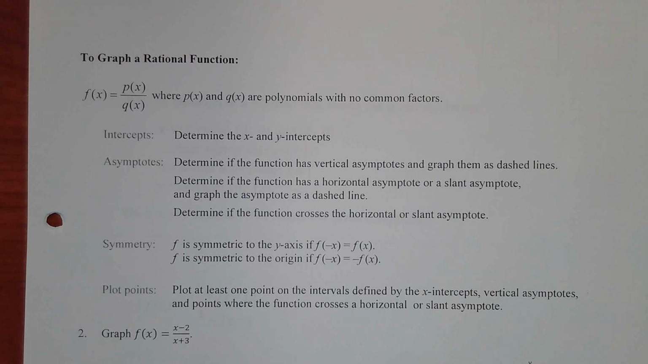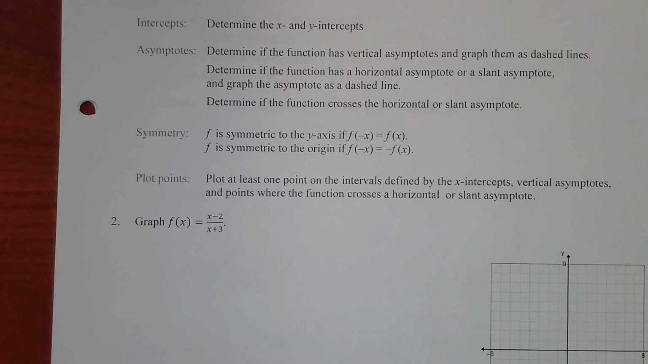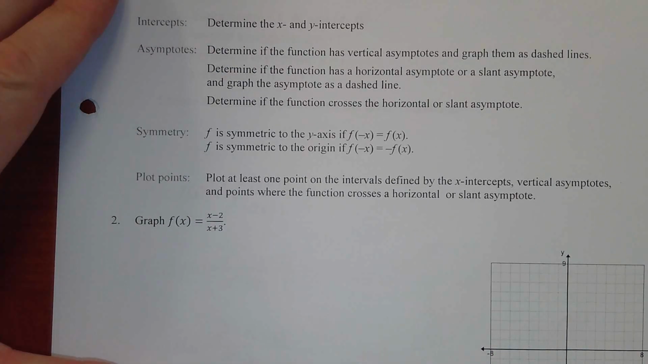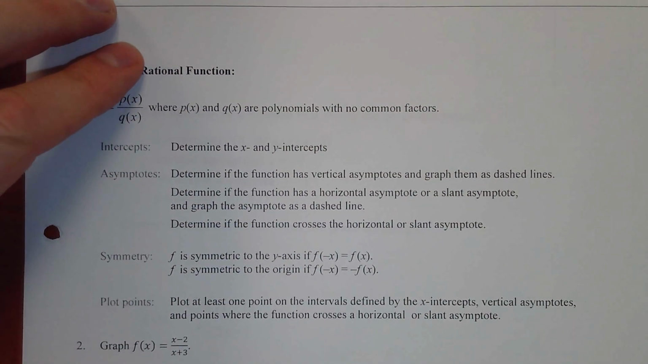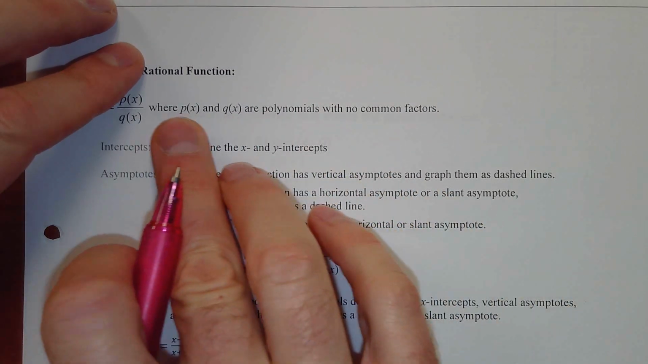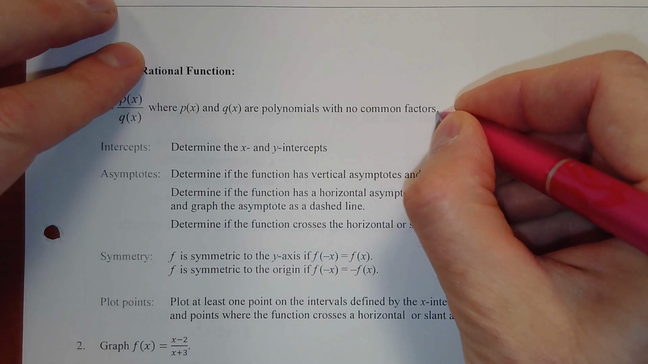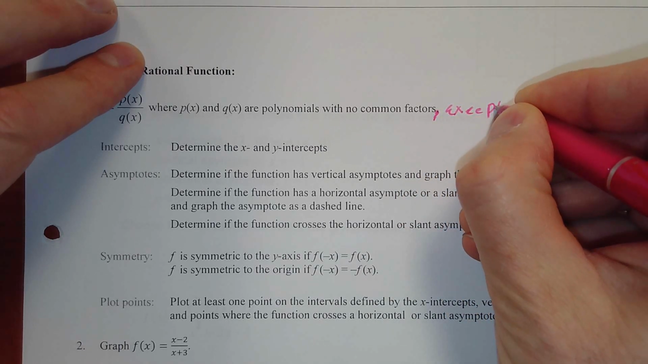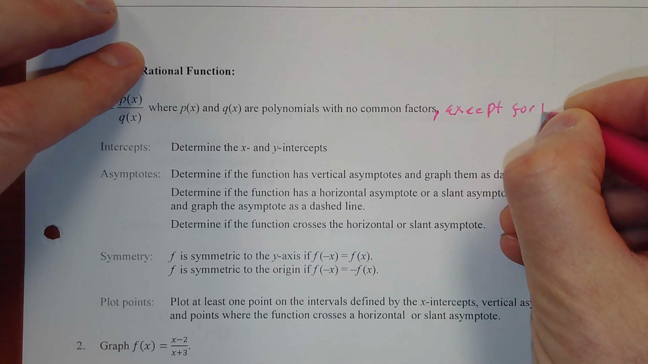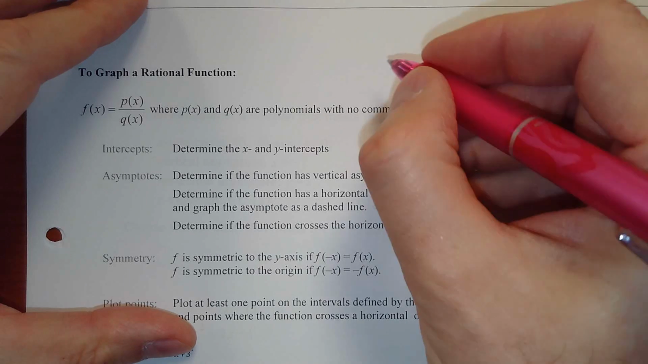Okay, so let's see how we do this. So here's the function we're working with. So first we want to determine the x-intercepts. Now the key here to keep in mind is when you're working with a rational function where the numerator and denominator have no common factors, except for 1, you've got to keep in mind, if this is the case, then let me rewrite it up here.